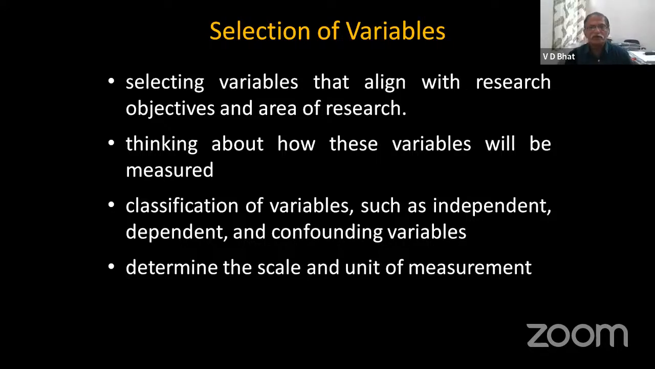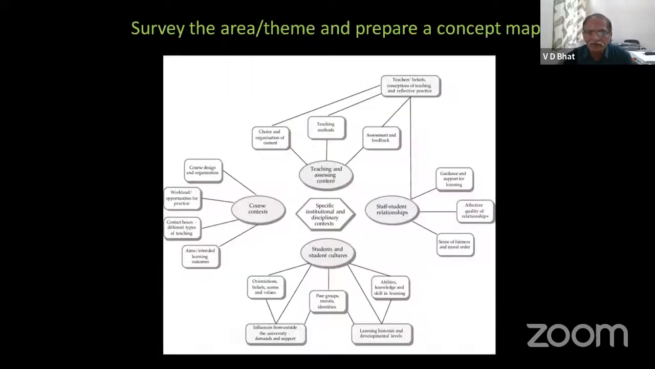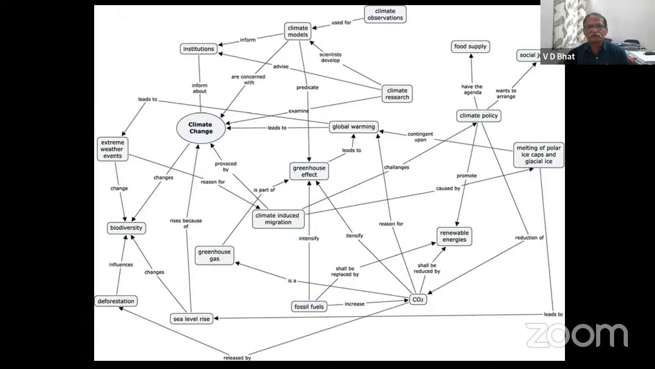Let me go further. After the review, you should encourage your students to develop a concept map. There are so many variables on this theme of research, on this topic of research. Try to review and come out with a concept map showing the relationship between different variables. Something like this, using arrows.